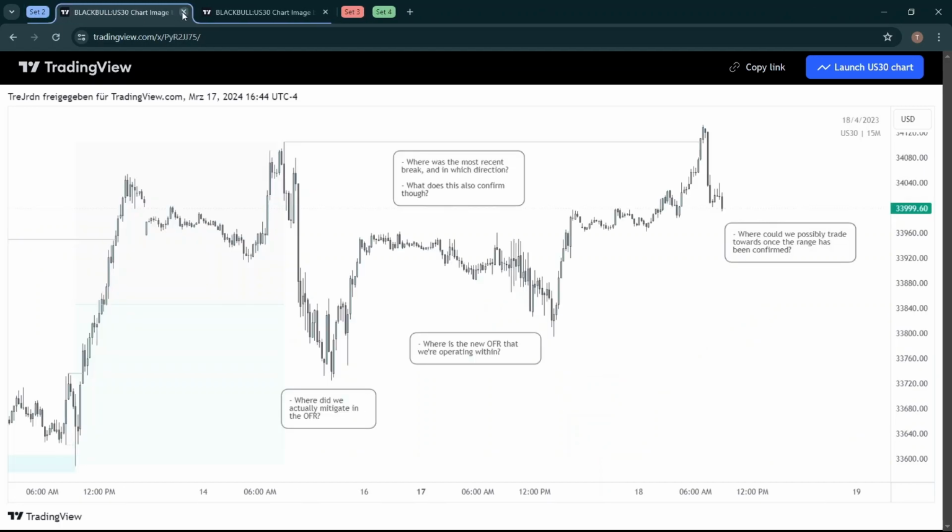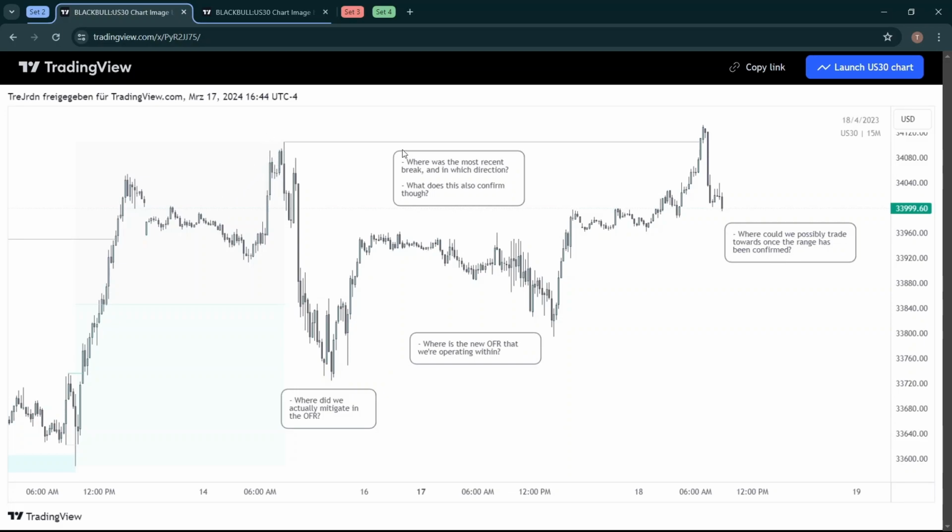So you move on to the next one. We move on to the next one, and what do we see? That's the first question that you could ask. What do we see? Most recent break. And what does this most recent break confirm? Remember, if you get a mitigation of a zone, we have a sweep, then we get the switching order flow, and then we more or less got continuation the moment this second break happens.